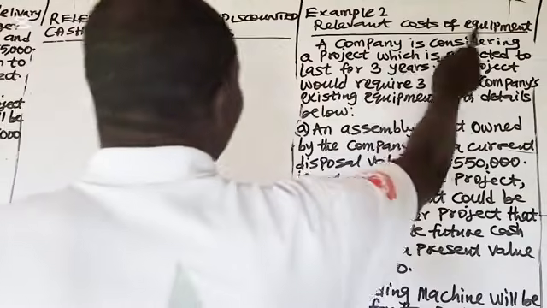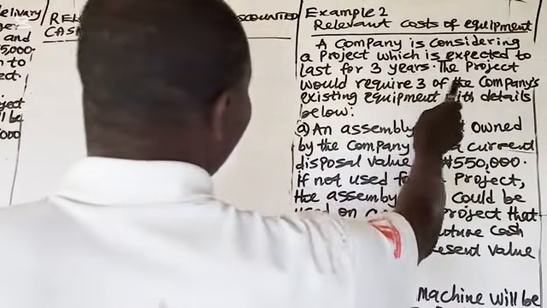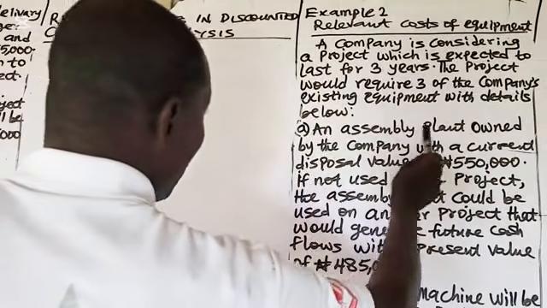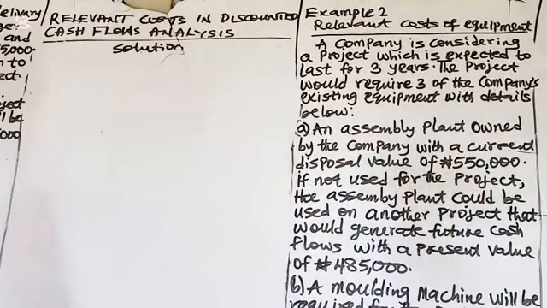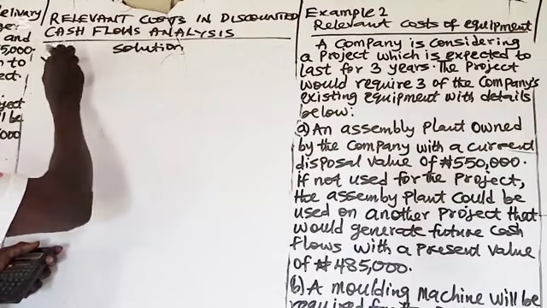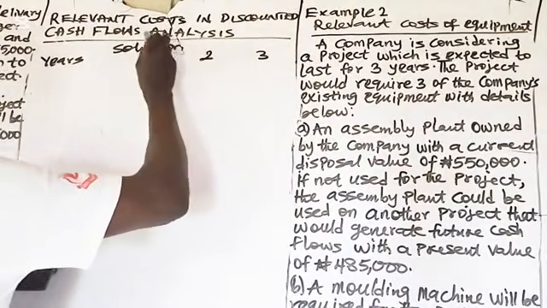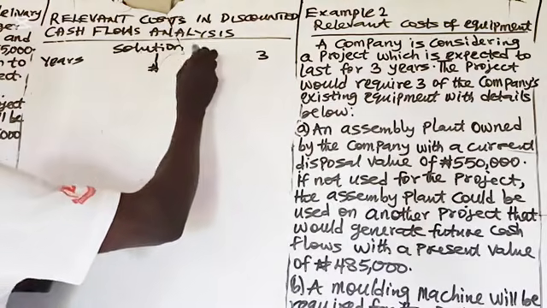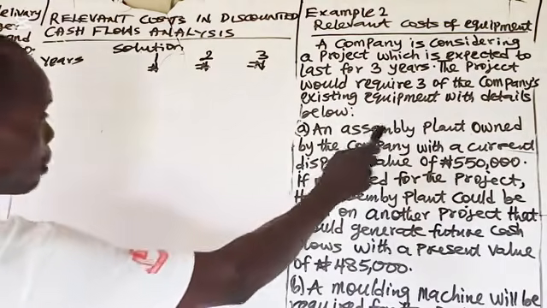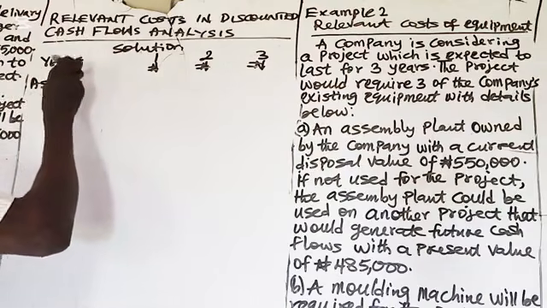A company is considering a project which is expected to last for 3 years. The project will require 3 of the company's existing equipment with details below. A. An assembly plant owned by the company. You know, the project has 3 years. So we have year 3, year 2, and year 1. The first one is assembly plant.